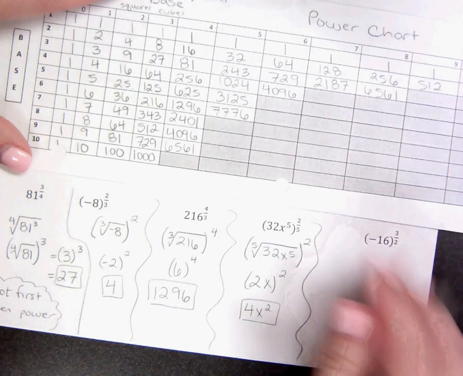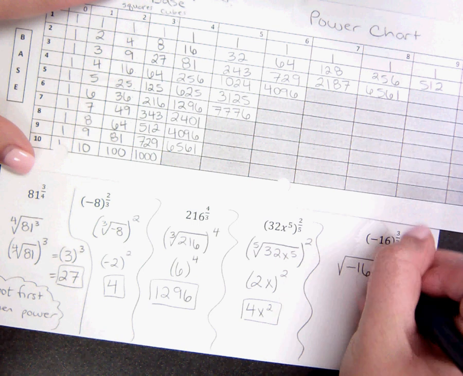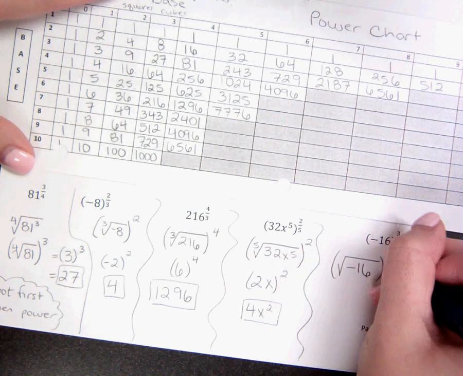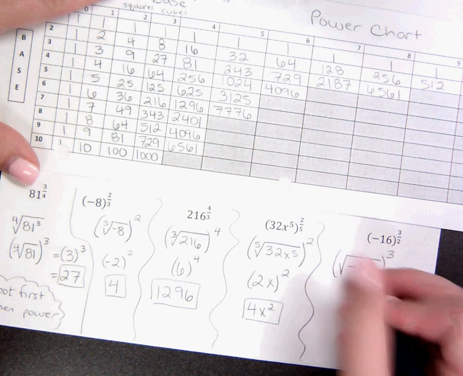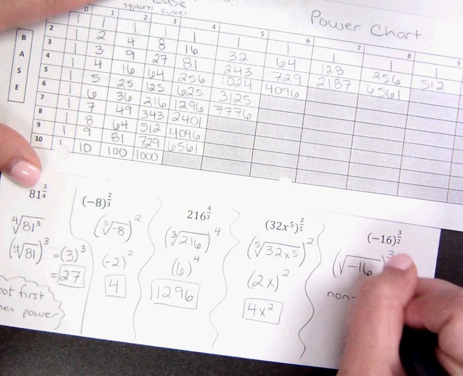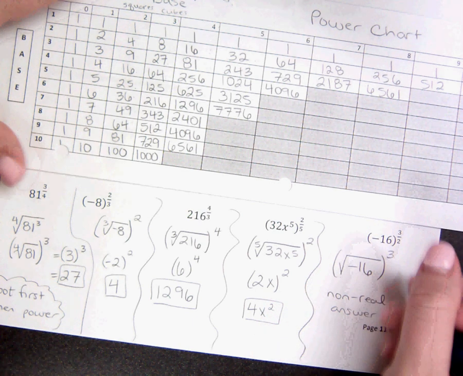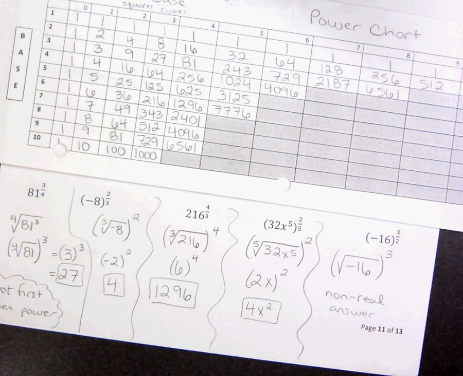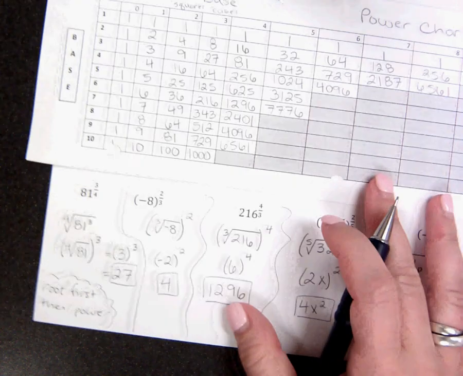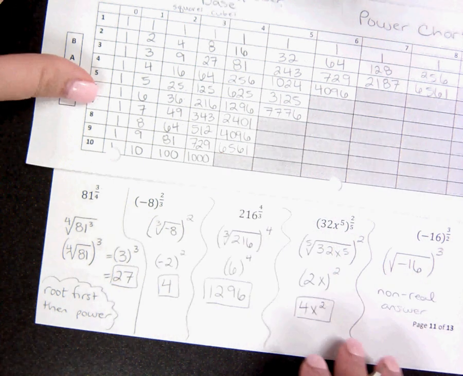And last but not least, we have the square root of negative 16. Then we'll raise it to the 3rd power. We cannot square root a negative, so we have a non-real answer, which means we cannot cube it because we also cannot square root it. So we have a non-real answer for the last one. The most important part there is to do the root first and then the power.